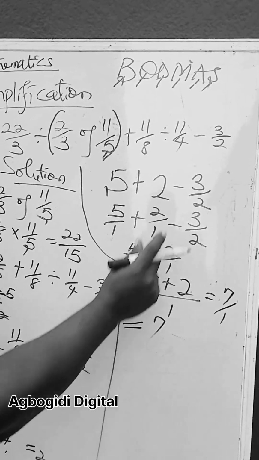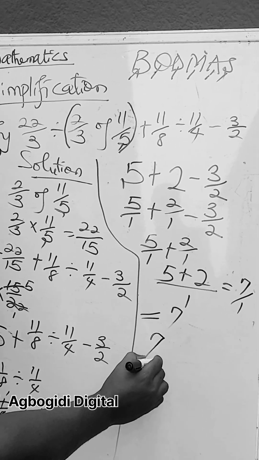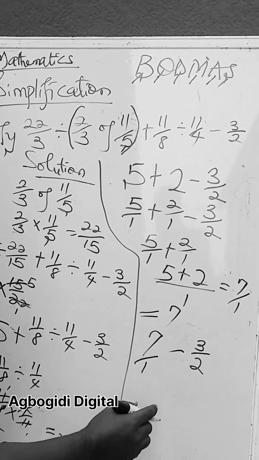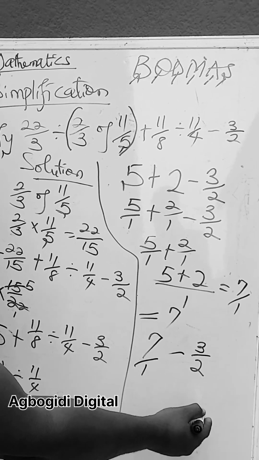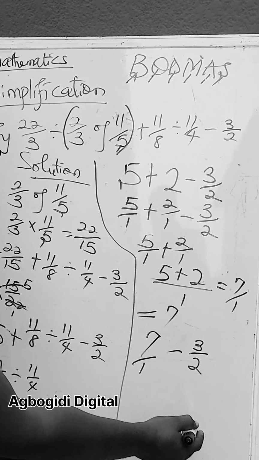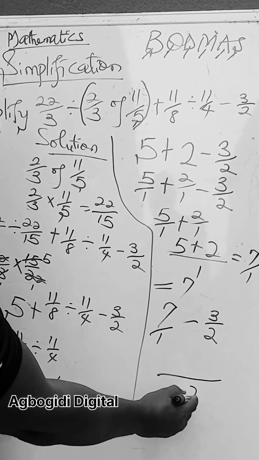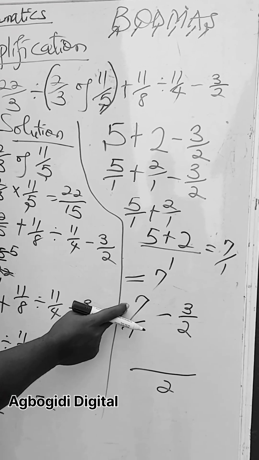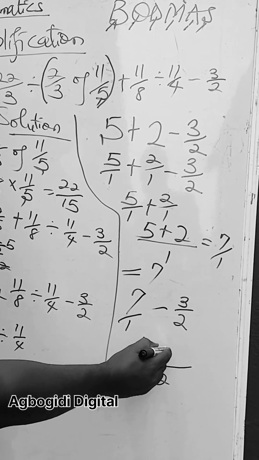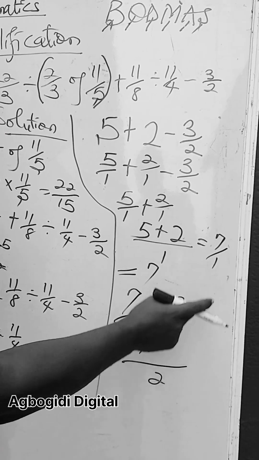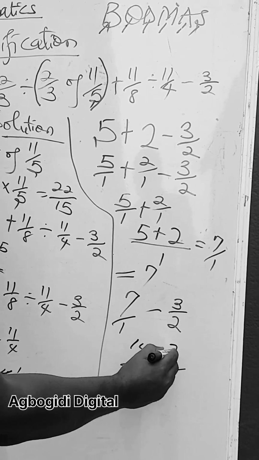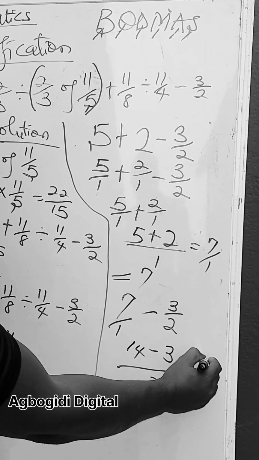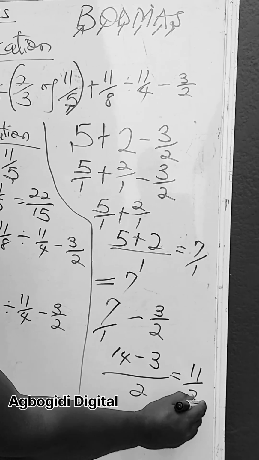Coming to this subtraction sign, you have it as 7 all over 1 minus 3 all over 2. Okay, now here you have to look for LCM of 1 and 2. So LCM of 1 and 2 should give you 2. 2 divided by 1, you have it as 2. 2 times 7, you have it as 14. Minus 2 divided by 2 is 1. 1 times 3 is 3. So 14 minus 3 will give you 11 all over 2.